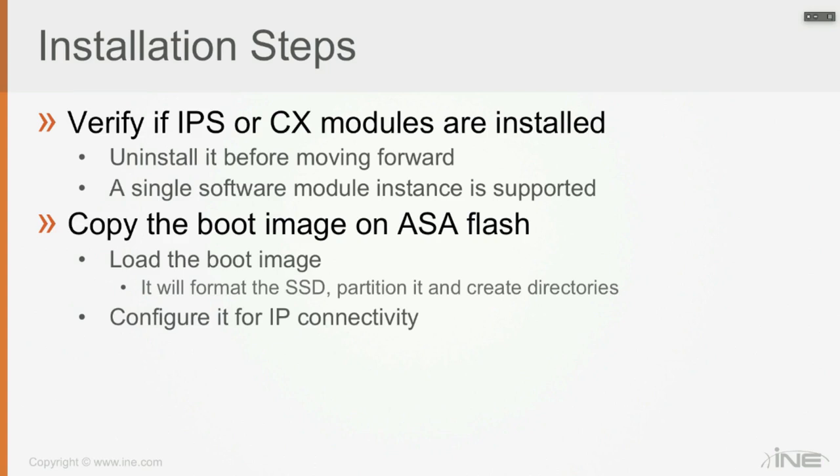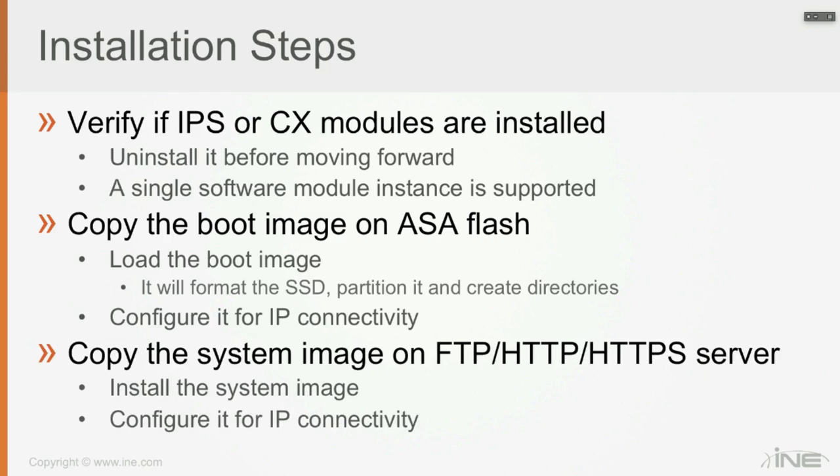And of course, once you have loaded and installed the boot image, you have to configure it for IP connectivity, because then from that boot image you're going to install the system image, which is going to be your Firepower instance, the application running in there, which is nothing else in the end but a Linux box behind the scenes. So once the boot image has been loaded and installed, then you have to copy the system image on an FTP, HTTP or HTTPS server.